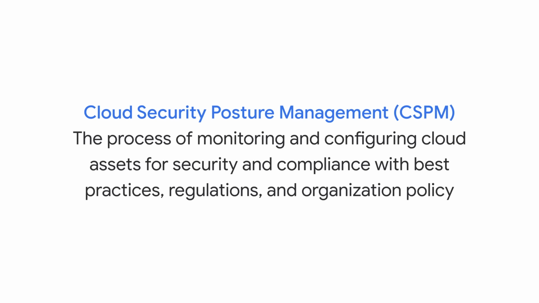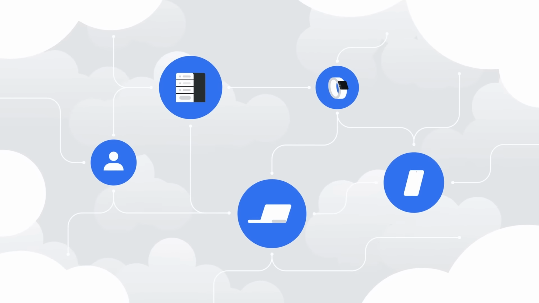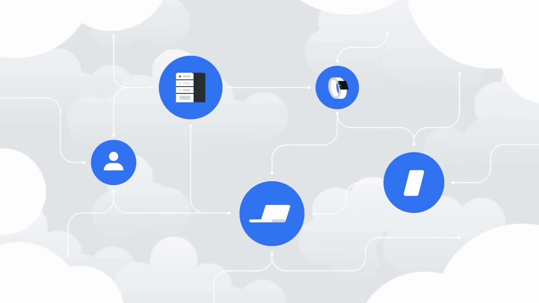Cloud Security Posture Management, or CSPM, is the process of monitoring and configuring cloud assets for security and compliance with best practices, regulations, and organization policy. CSPM tools automatically scan cloud assets and alert security teams if a potential issue is found. Using multiple cloud service providers helps organizations take advantage of different cloud providers' strengths and capabilities and avoid concentrating all their business with one cloud provider. Keeping track of assets spread across multiple clouds and managing access and identities can be difficult. Luckily, there are strategies to mitigate these challenges.